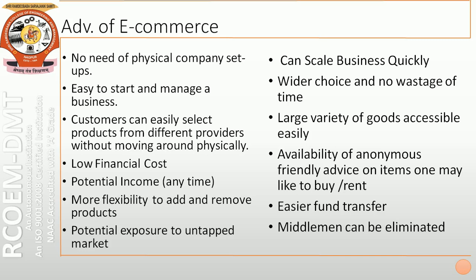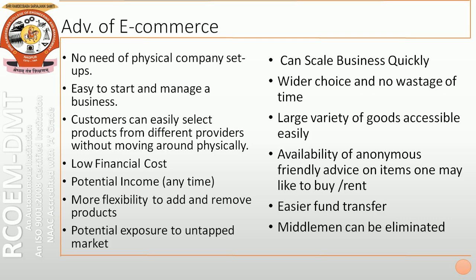For example, Amazon has a large number of sellers. Then low financial cost, because you save a lot of time, your production cycle reduces, your processing time is faster, and you invest less in physical setup, so there could be low financial cost. Potential income, because you are available all the time, 24/7, to a bigger market.